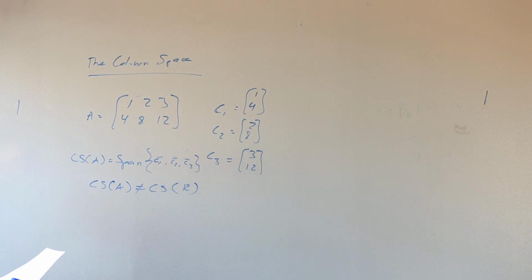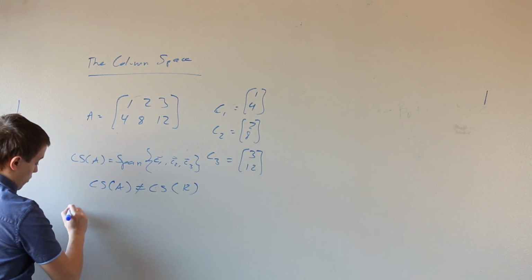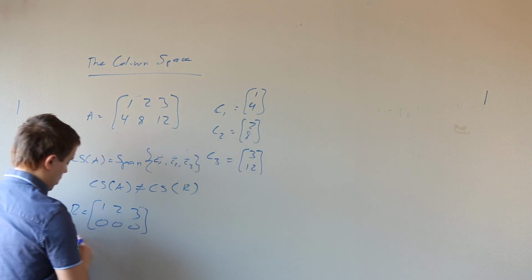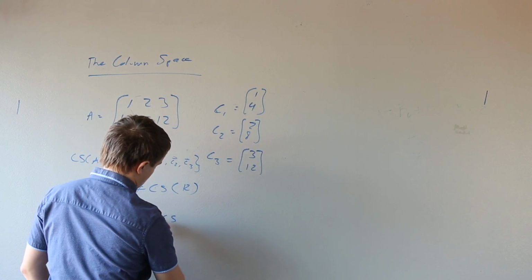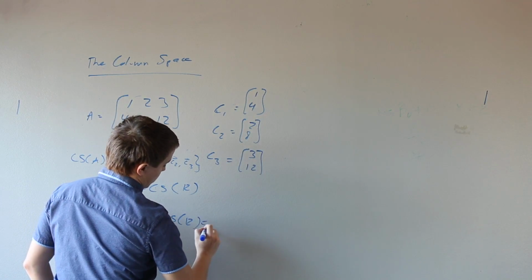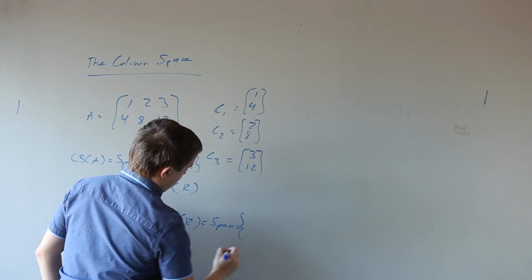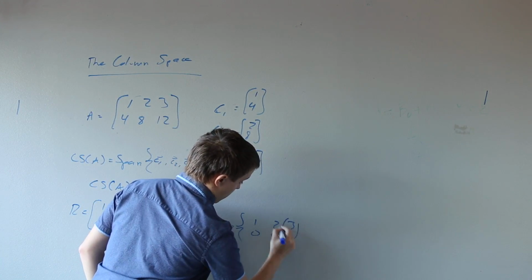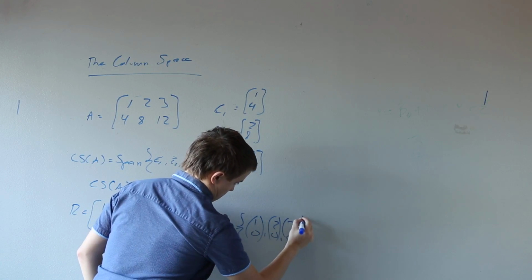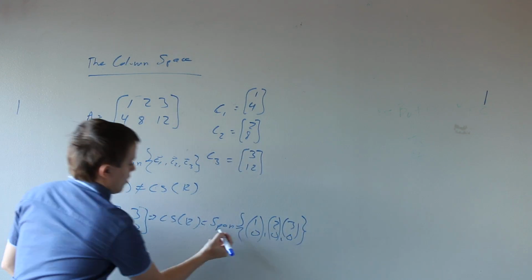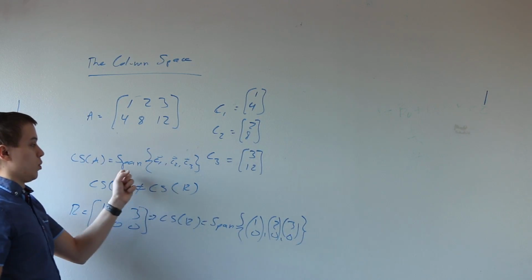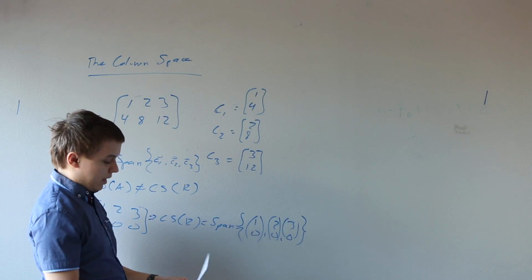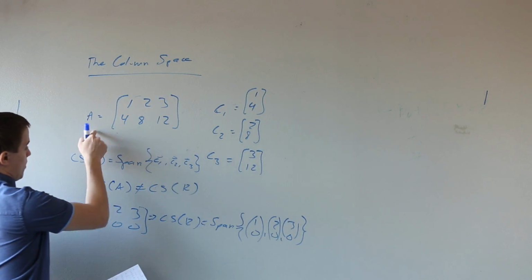So let's take our reduced row echelon form matrix again: 1, 2, 3, 0, 0, 0. And here we can see that the column space of R is equal to the span of (1, 0), (2, 0), (3, 0). And we can very easily see how this is not equal to the column space of A because there are zeros here.